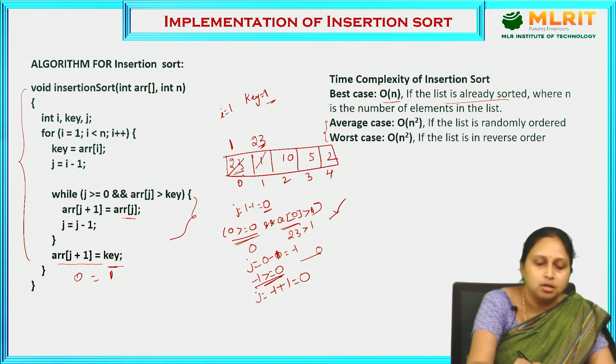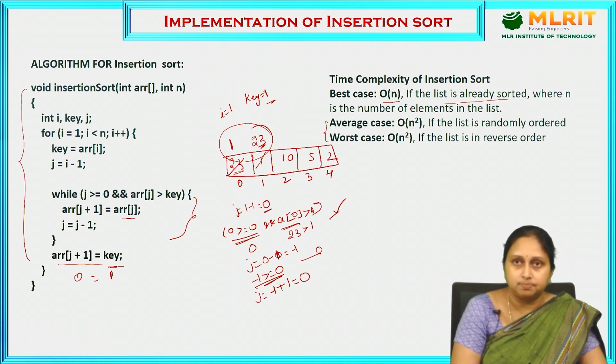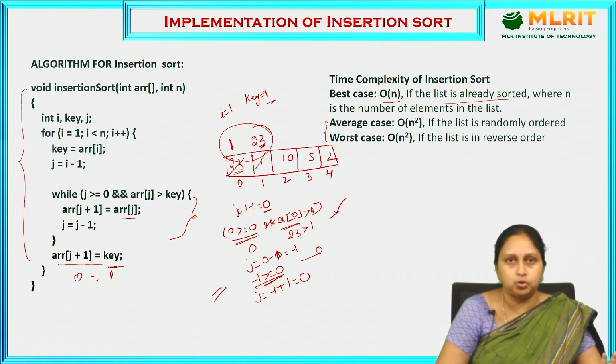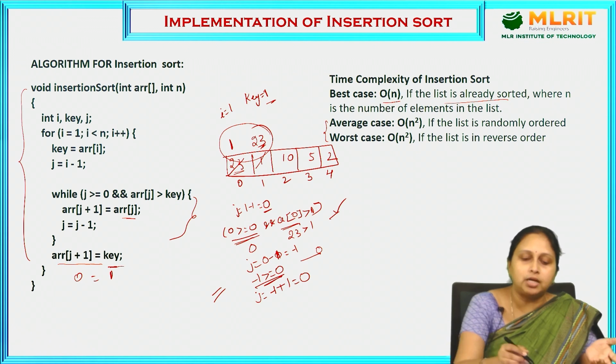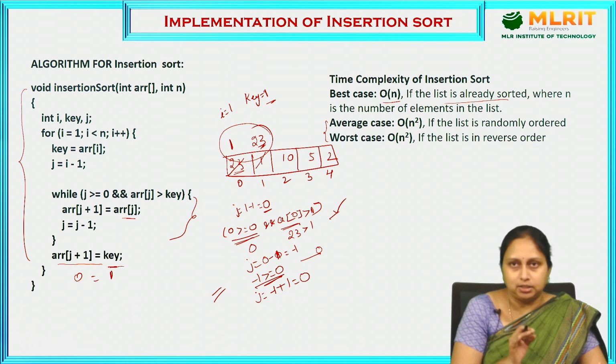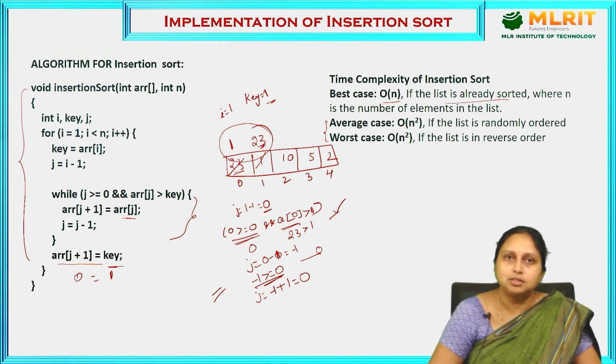Now observe here, previously it is 23 and 1, now it becomes 1 and 23. Like this way we are going to perform the swapping, or inserting we can say. This is how the insertion algorithm or logic is going to work. I have given for one iteration, you can try for the second iteration so that you could understand how 10 is going to be inserted in between 1 and 23, right? I hope you understand this one.